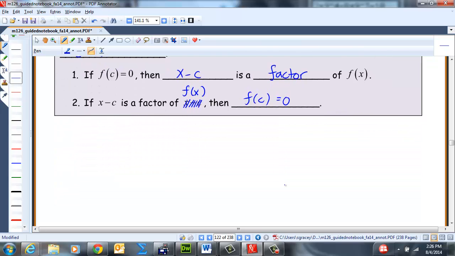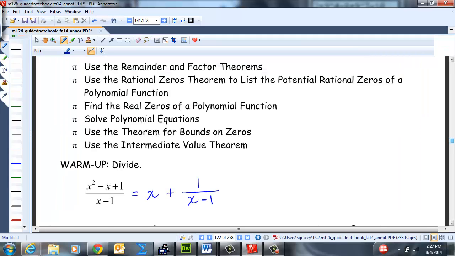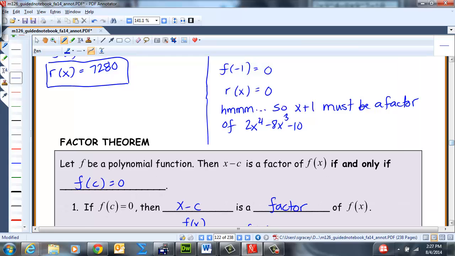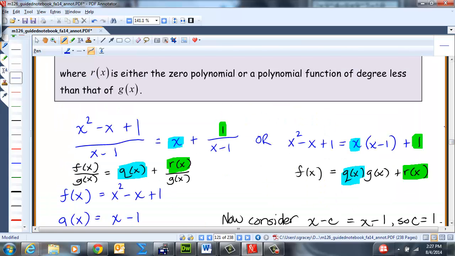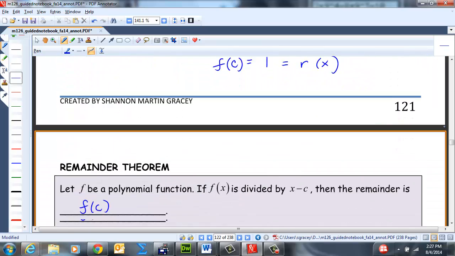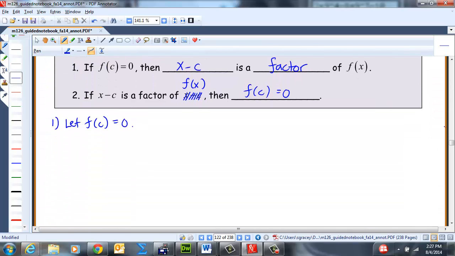So first off, let's take a look at the first statement. For the first statement, we're going to let f at c equal 0. So remember from that second version up here, we're going to look at this statement here: f at x is equal to q at x times g at x plus r at x. So we'll come down here and use that.